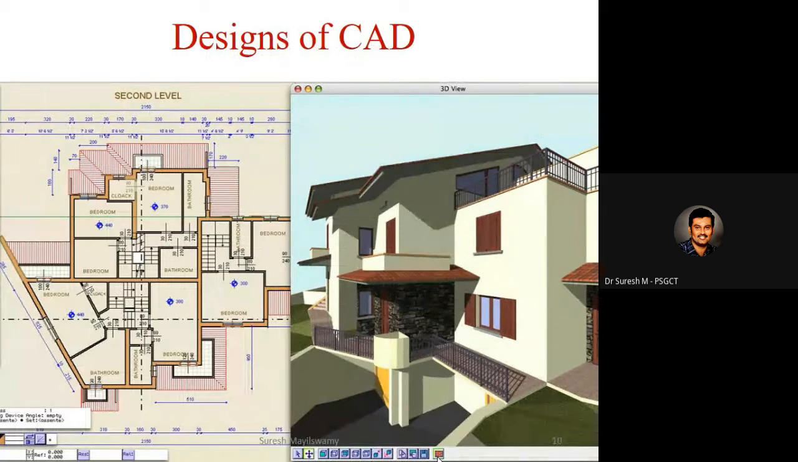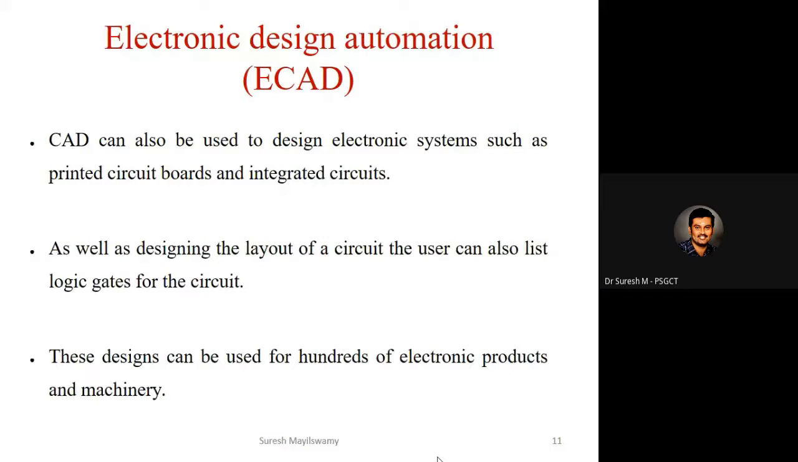So here in this example of a house design with both 2D and 3D view, you can see the different tools for viewing the 3D model and amending different parts. Here the dimension of a house is important, as well as the 3D view, which is used to visualize the art design. So this is an example in a civil site. And then electronic design automation. CAD can also be used to design electronic systems such as printed circuit boards and integrated circuits.